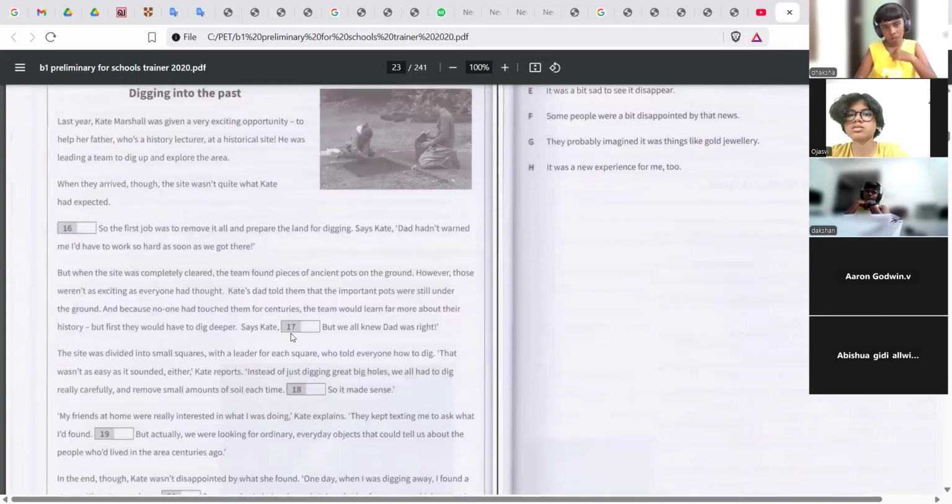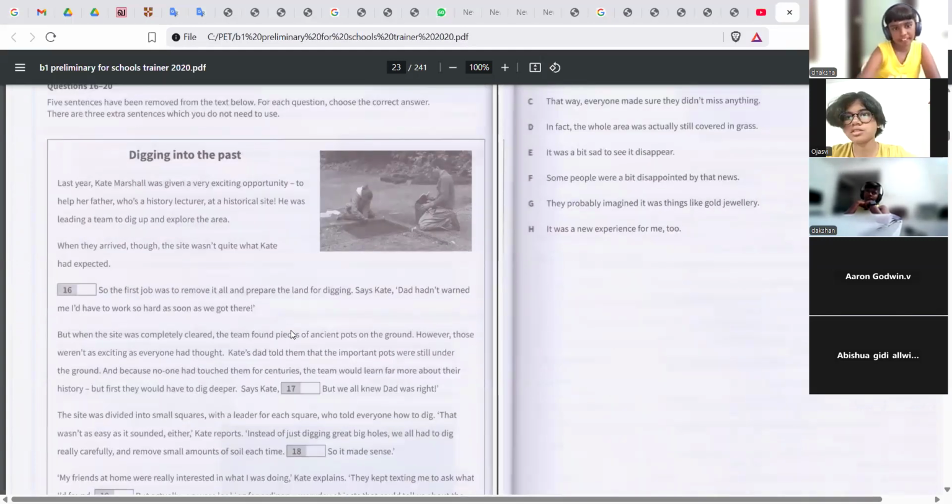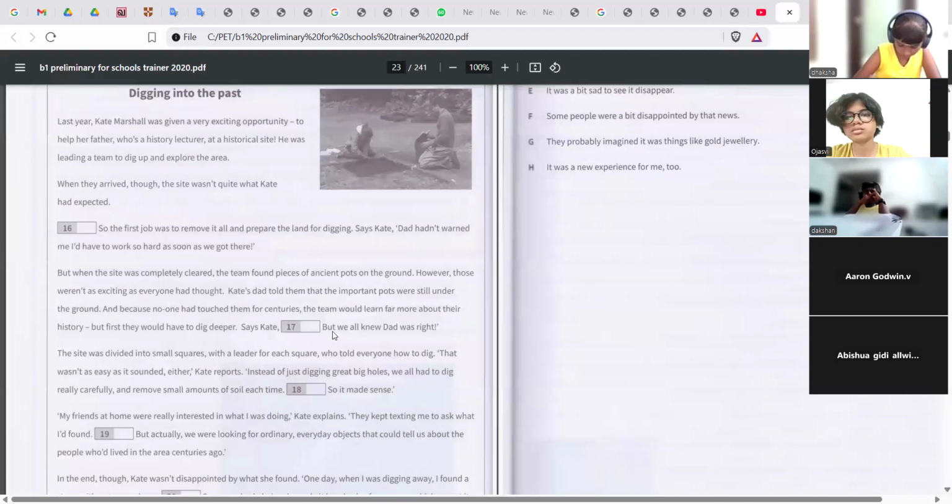17, right? The answer for 17 is F, sir. Some people were a bit disappointed by that news. Yes. That news is very big news. You have to dig deeper, deeper, deeper. You have to go on digging. That's what dad is telling. And everyone is disappointed. But whatever dad says is true. What we all knew, dad was right. He wants us to dig deeper again and again to go till the end, till we find the horse. Everyone is disappointed by the news, but everyone knows dad was right.